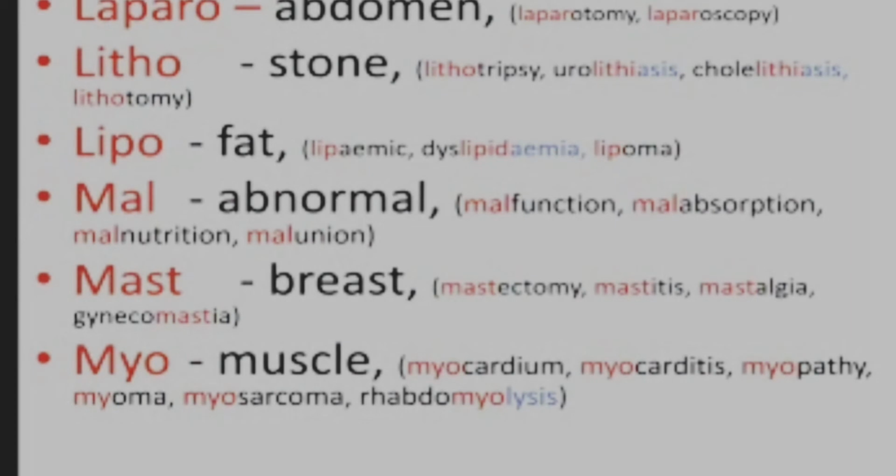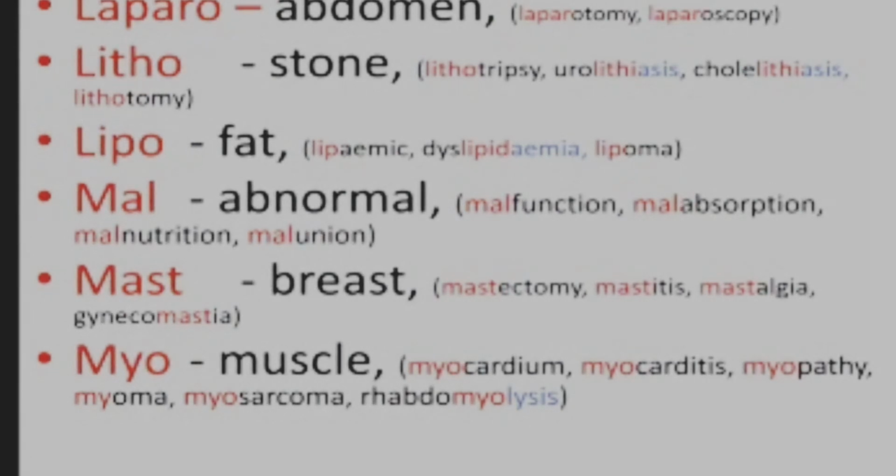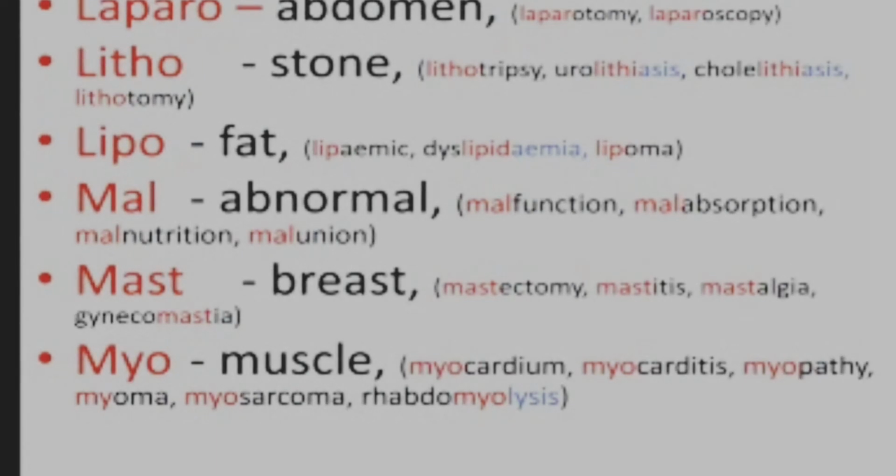Litho stands for stone, so lithotripsy, urolithiasis, cholelithiasis, and lithotomy. Lipo is fat, like liposuction. Obese people go for this liposuction, the removal of additional undesirable fat elements inside the abdominal area. So lipemic, dyslipidemia, lipoma.